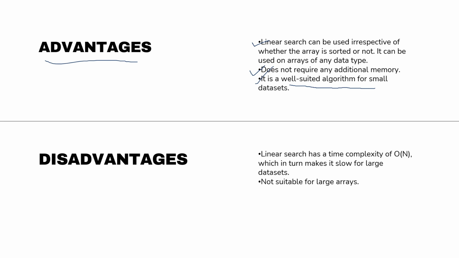And the disadvantage of linear search is the time complexity, because if the size of an array is large, we have to traverse each and every element one by one to find the key which is present in our array. So it's a high time complexity algorithm. That's why we move to binary search, and linear search is not suitable for large arrays.